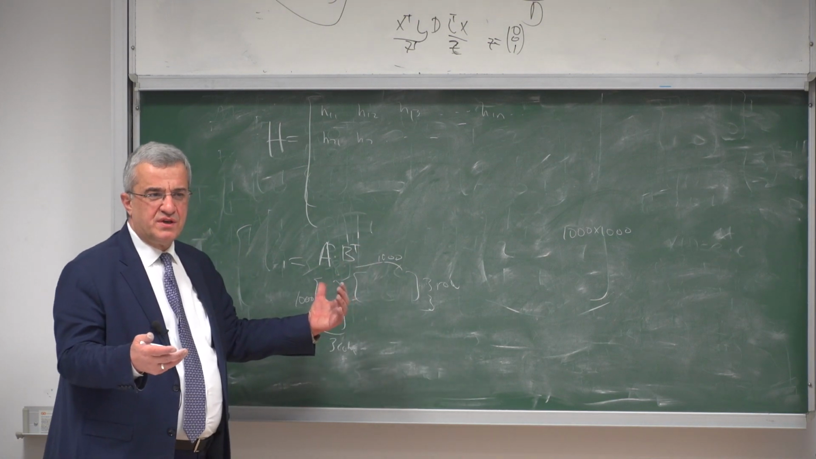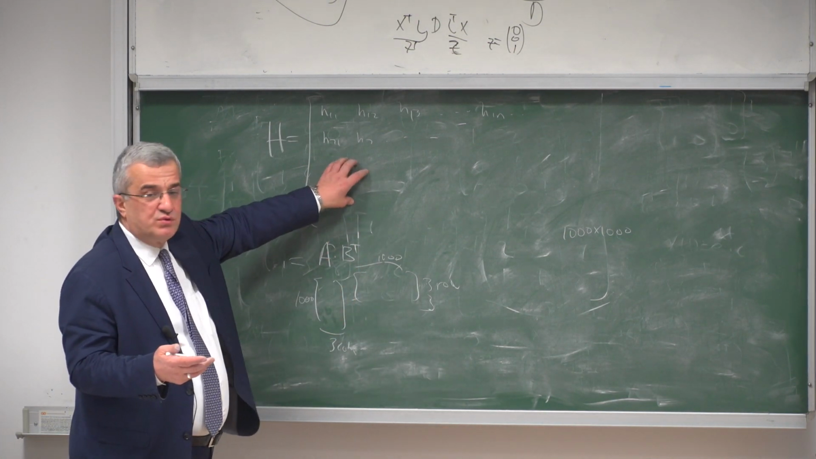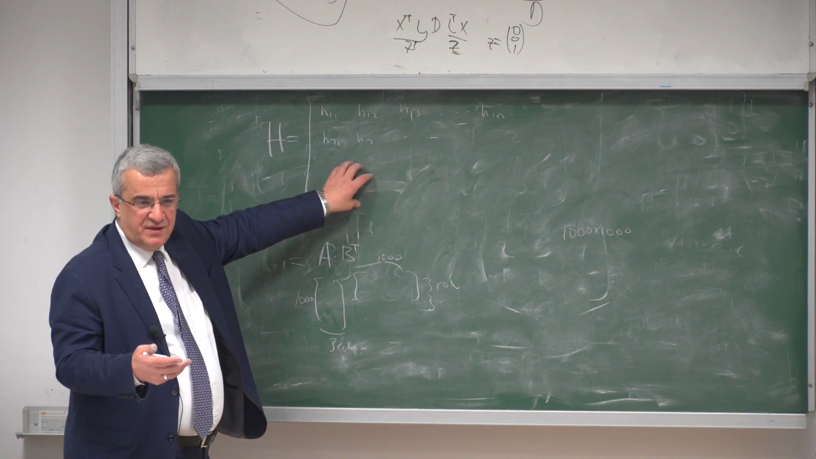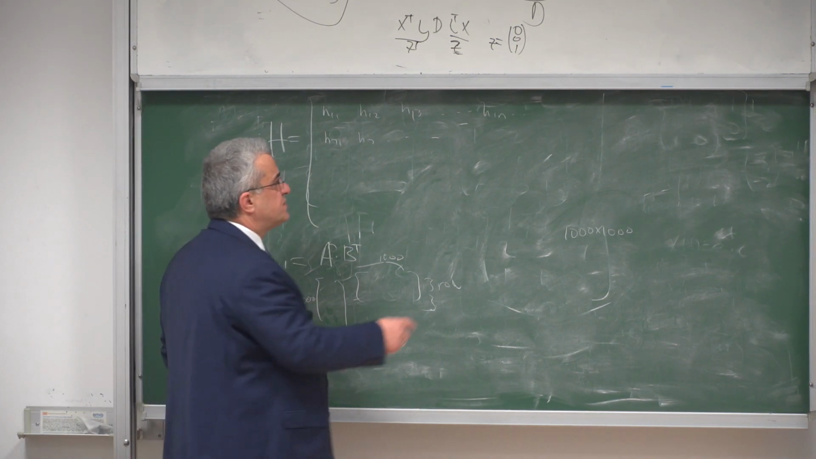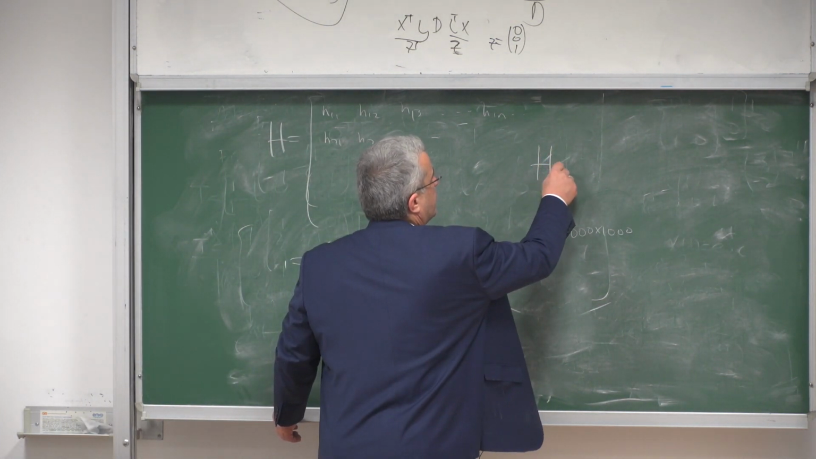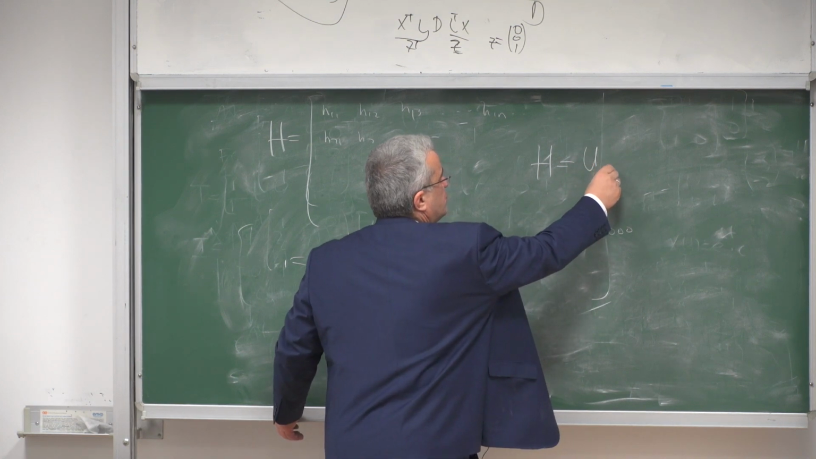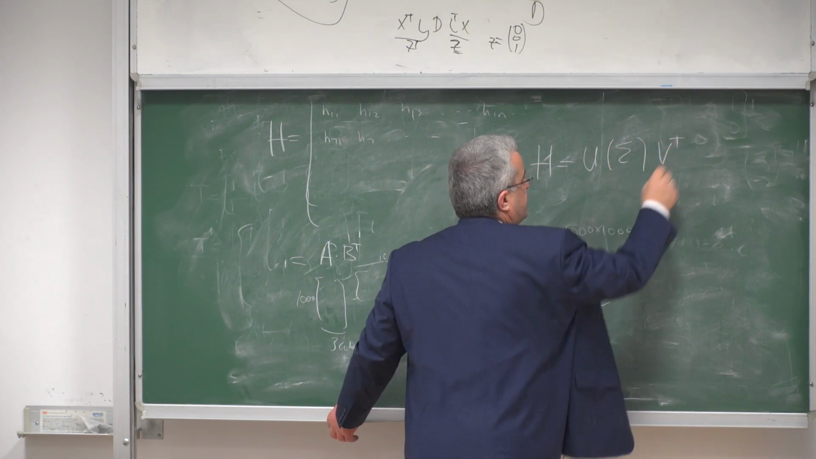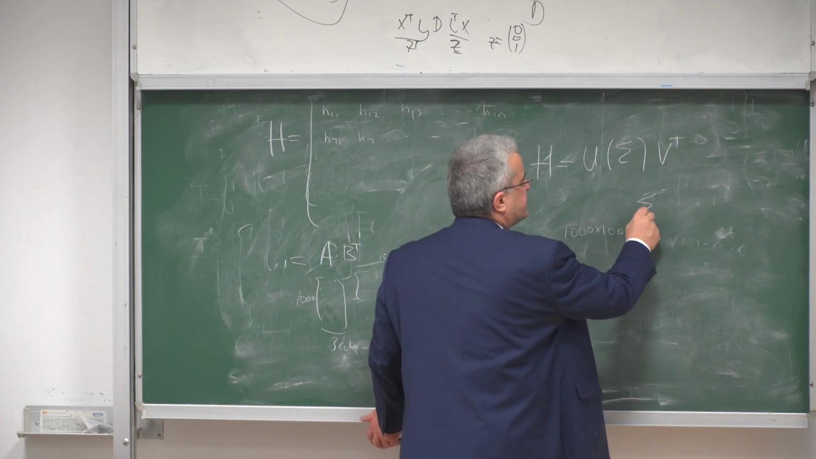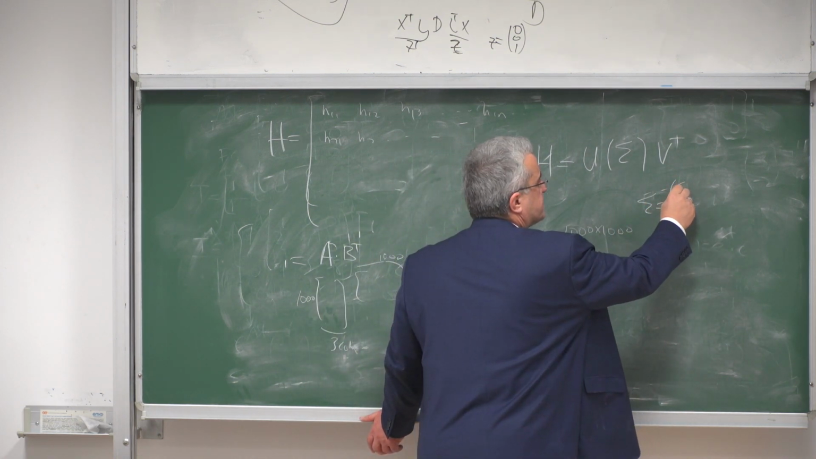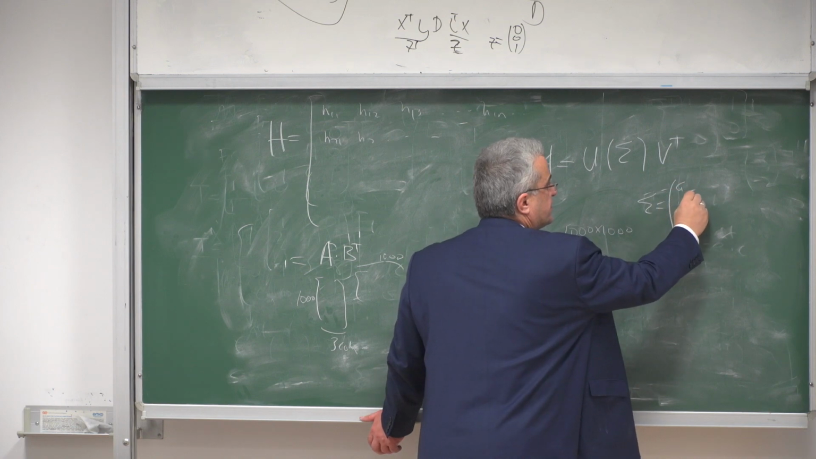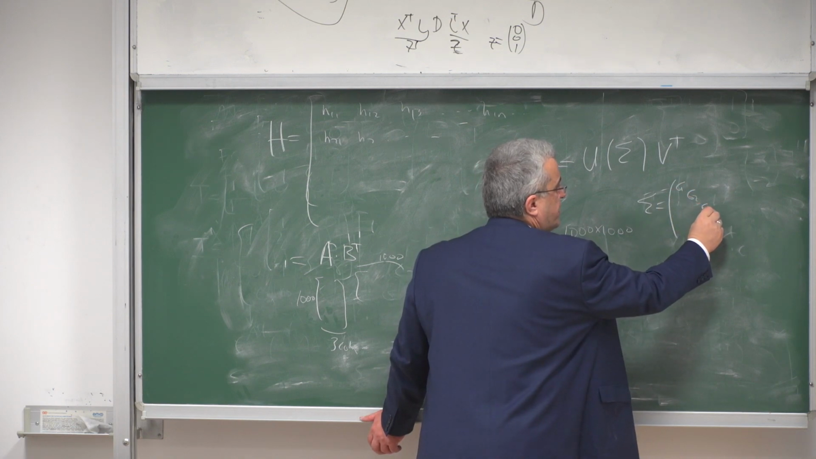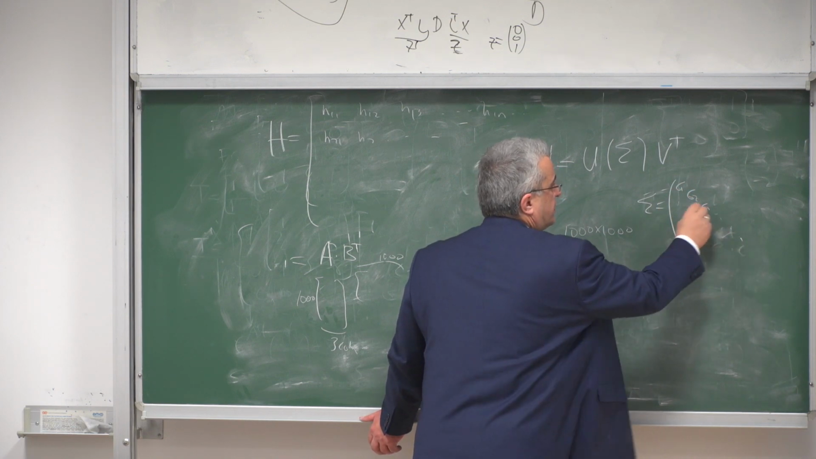How do we do that? We do the singular value decomposition of this matrix. What we do is we say H is equal to some U sigma V transpose. And when you look at this sigma, it's going to be something like this: sigma 1, the largest one, sigma 2, up to sigma n.